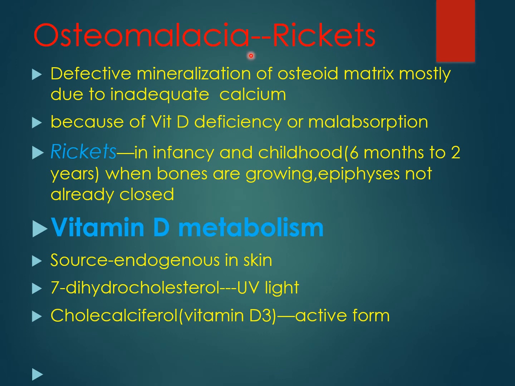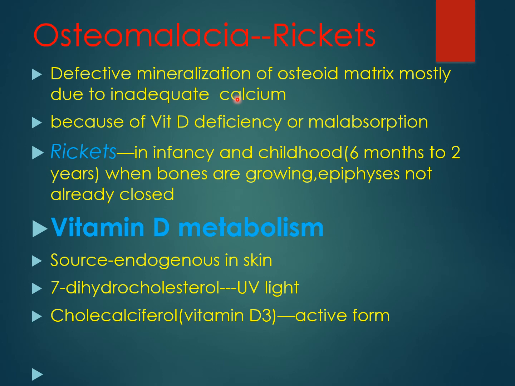Now let's move on to the second important topic, osteomalacia and rickets. Rickets means, in fact, it is occurring in growing children, when the growing epiphysis or growing end of the bones have not closed, whereas osteomalacia is seen in adulthood. Now, mainly it is because of the defective mineralization of the osteoid matrix because of the vitamin D deficiency and inadequate calcium.